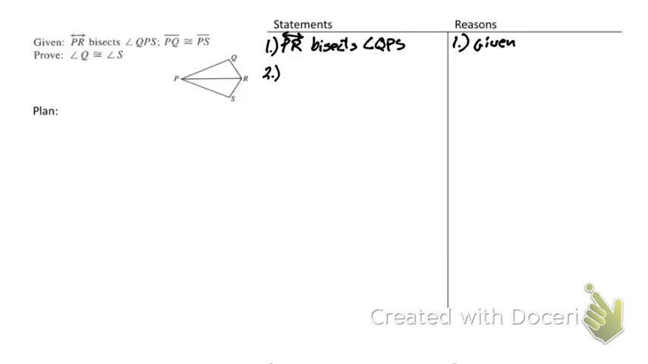Well, bisect means it cuts that angle right in half. So we are saying PR cuts this angle QPS in half. That means that QPR and RPS are congruent. So that's going to be the first thing I state. I'm going to say angle QPR is congruent to angle RPS. And that is just definition of the bisector. Definition of bisects.